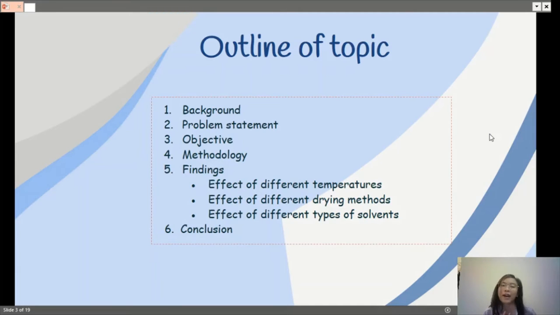So hello, I am Aina and I'm going to continue explaining the outline of topics for our presentation. We are going to explain the background of the study, the problem statement, objective, methodology, the findings, which is the effect of different parameters, which are temperatures, drying method and type of solvent, and the last one is the conclusion from our experiment.